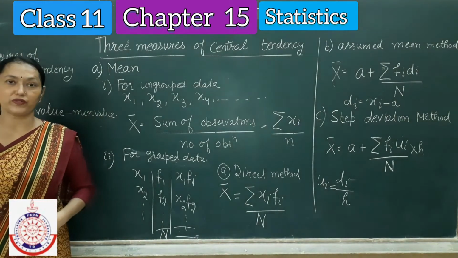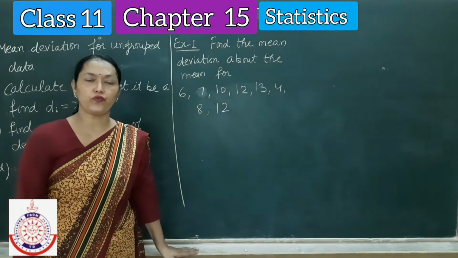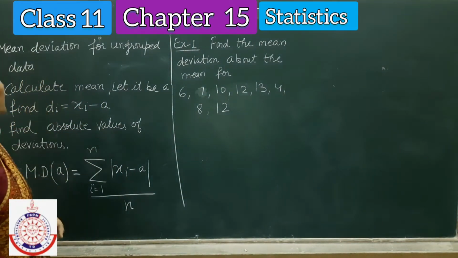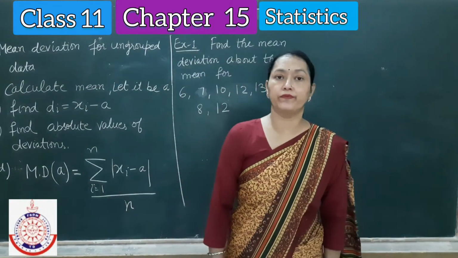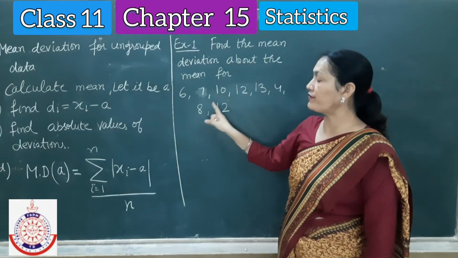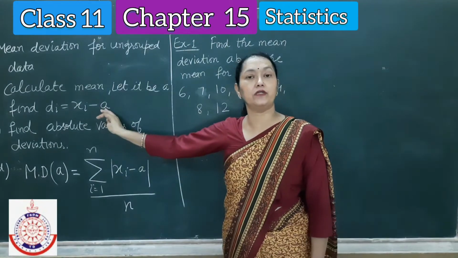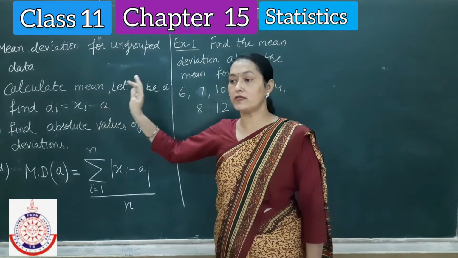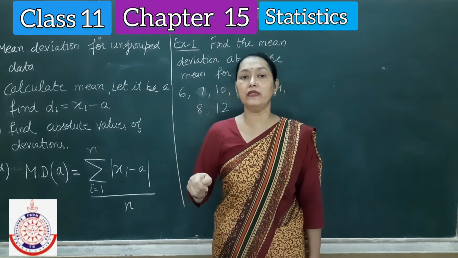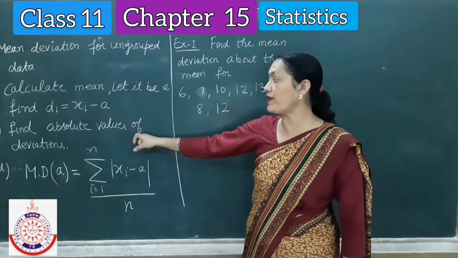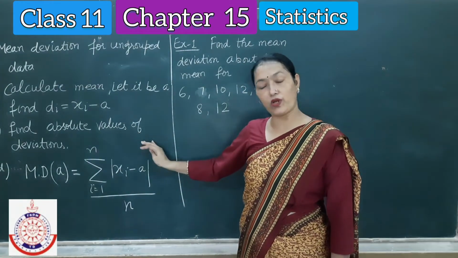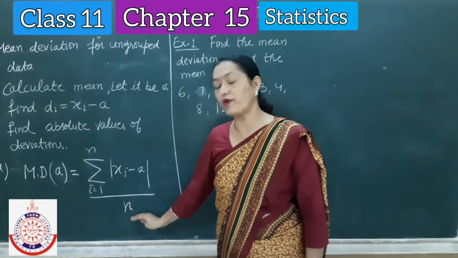Let us do some examples for this. So first of all, learn what steps are to be followed for calculating mean deviation. First we'll be doing it for ungrouped data. First step is to calculate mean. Calculate average for the given values. Then find deviation, di. Then as you have seen in class 10th, when we get deviation, some of the values come in positive, plus, and some come in negative. But here we'll be taking absolute value, means all the values will be shifted to positive.